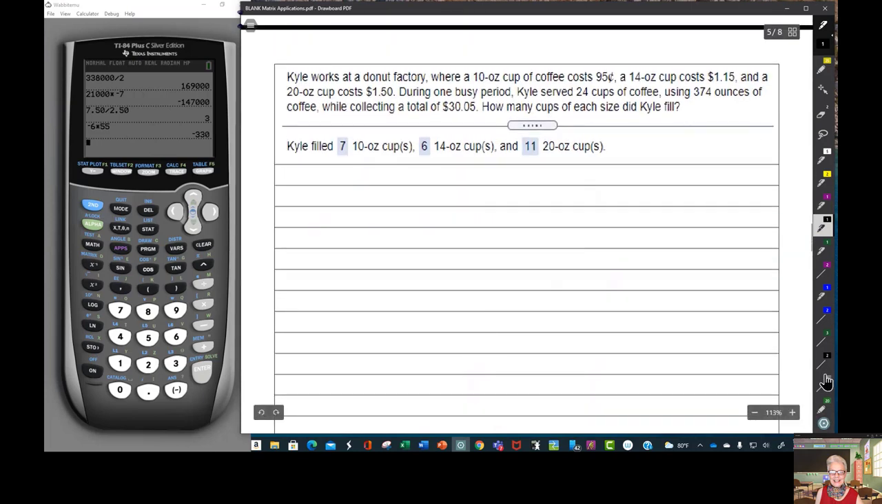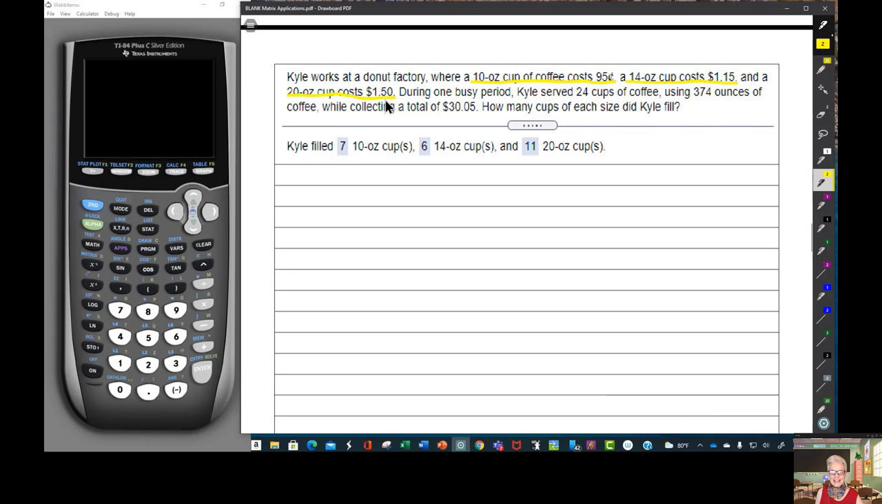Now, I like the donut factory. Kyle works at a donut factory where a 10-ounce cup of coffee costs 95 cents. Let me underline that. A 10-ounce cup of coffee costs 95 cents. And a 14-ounce cup of coffee costs $1.15. Oh, there are going to be three parts, huh? And a 20-ounce cup of coffee costs $1.50. That's like small, medium, large.